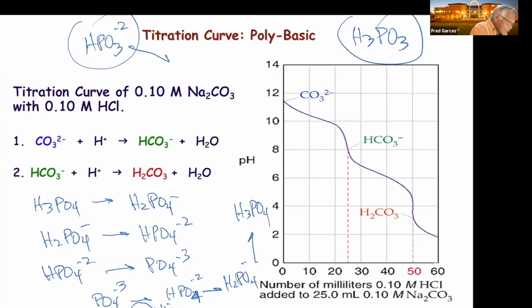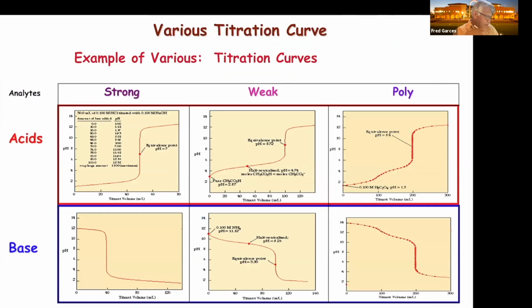You do not, and I want to repeat this, you do not get this. This chemical does not exist. Okay, I just want to make that clear. So this right here is the first hydrogen added, then the second hydrogen added. So you add a hydrogen to carbonate, you get bicarbonate. You add another hydrogen to bicarbonate, you get H2CO3. Okay. So make sure you understand the features of these different titration curves.